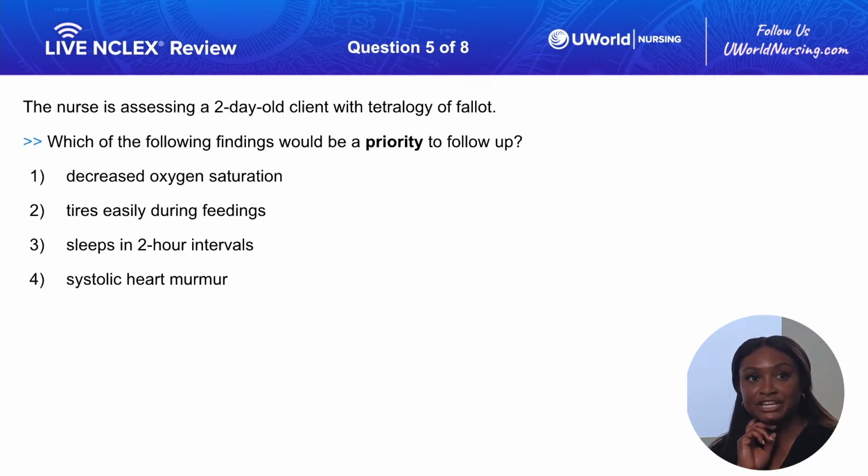Next question. The nurse is assessing a 2-day-old client with Prioritization fellow. Which of the following findings would be a priority to follow up? So now we're looking at prioritization. A lot of these are going to be correct findings, but which would be the priority to follow up on? Is it option 1, decreased oxygen saturation? Option 2, tires easily during feedings. Option 3, sleeps in 2-hour intervals. Or option 4, systolic heart murmur. Let me know what you guys think.